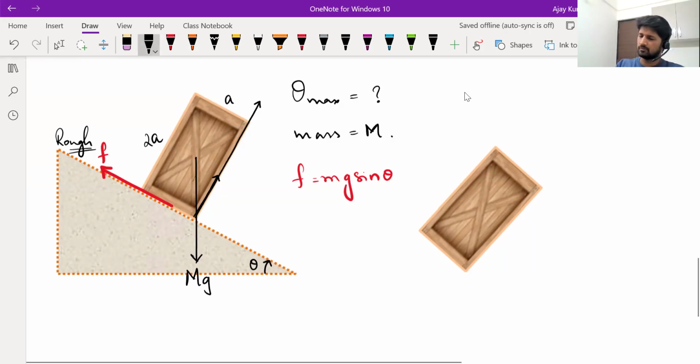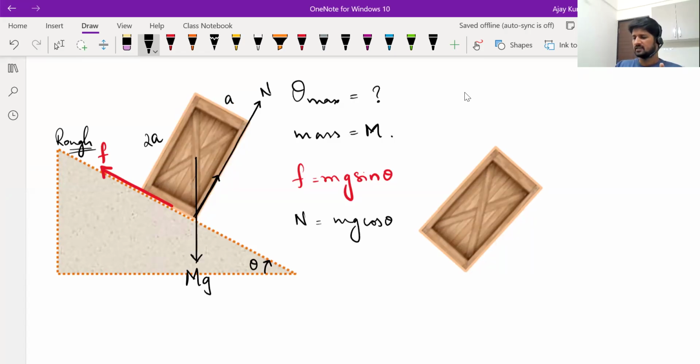And how much normal force will be acting in this case? Normal force should balance mg cos theta. Perpendicular to the incline, there should be equilibrium. That's all. We have balanced the forces. We should now balance the torques. Now, what's the maximum extent to which normal shifts? A by 2. This line of action will be at a distance a by 2.